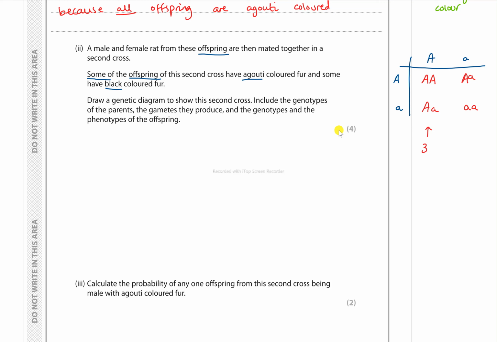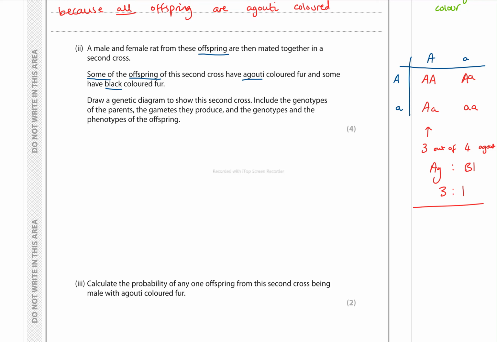So if you look up here, 3 out of 4 are agouti. So the ratio of agouti to black is 3 to 1. Now, watch this.